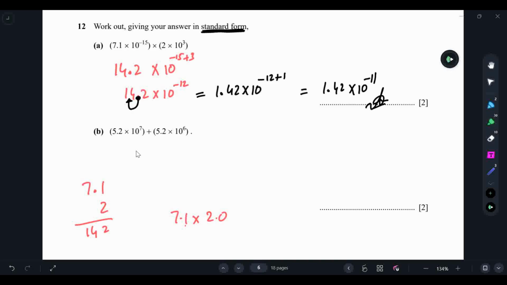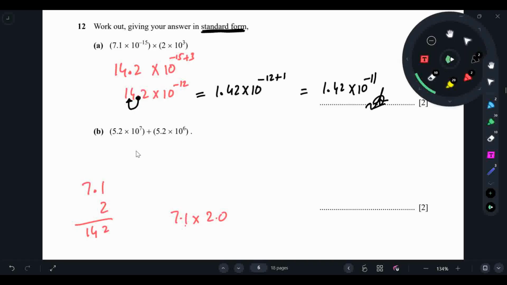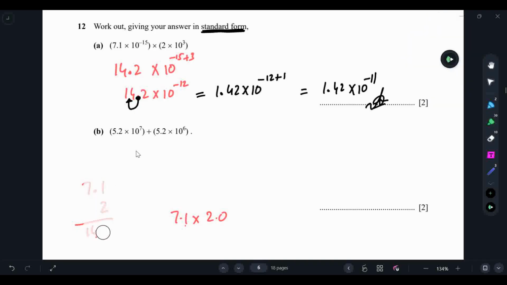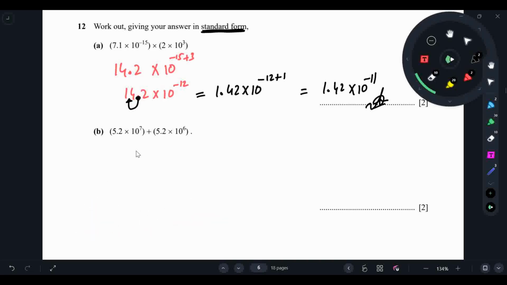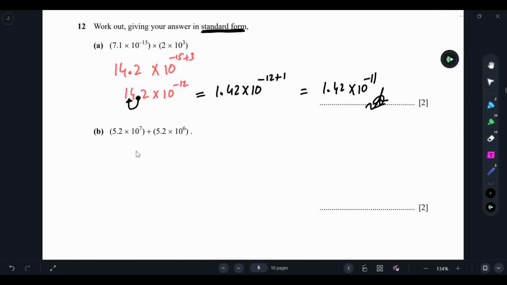Let's move to the next question, where we need to add these two expressions. First of all, we have to either make the powers both 6 or both 7. We'll try to make it 7. So this will be 5.2 multiplied by 10 raised to power 7, plus, we need to add 1 to the power in the other one, so we shift the decimal 1 unit towards the left side. So this will be 0.52 multiplied by 10 raised to power 7.